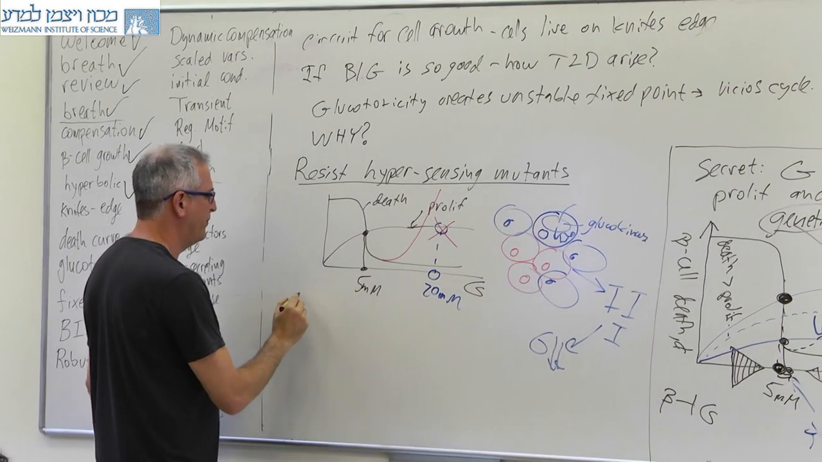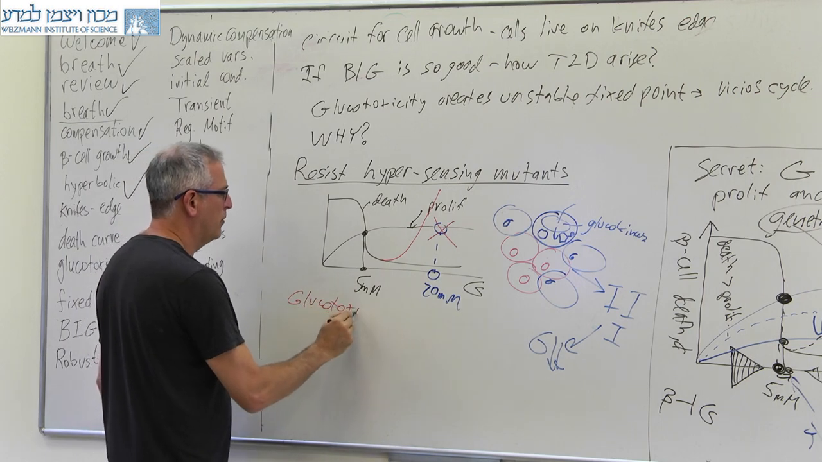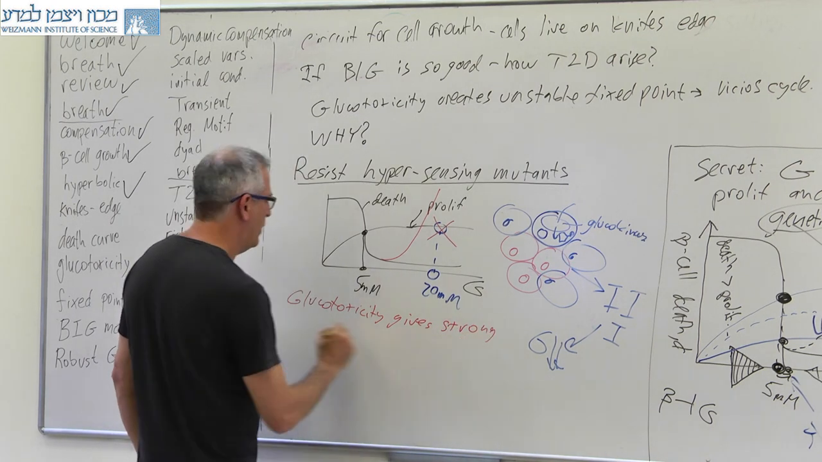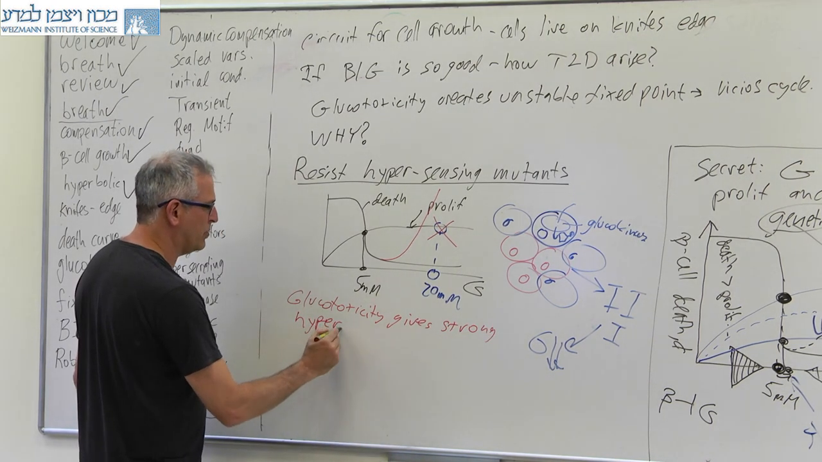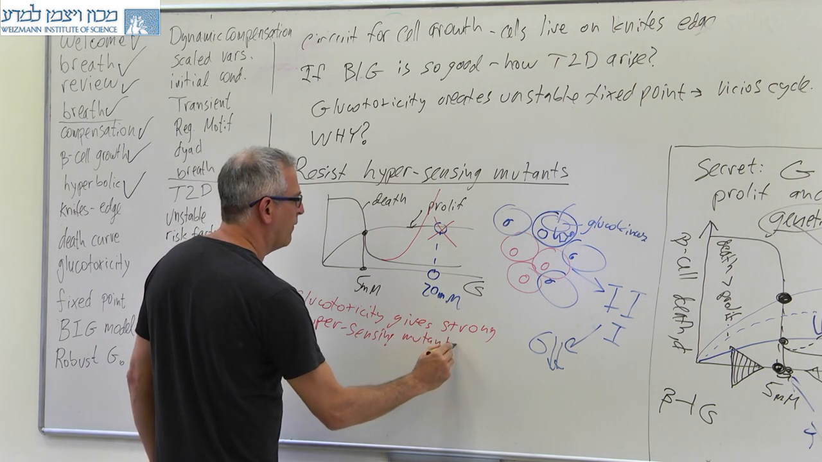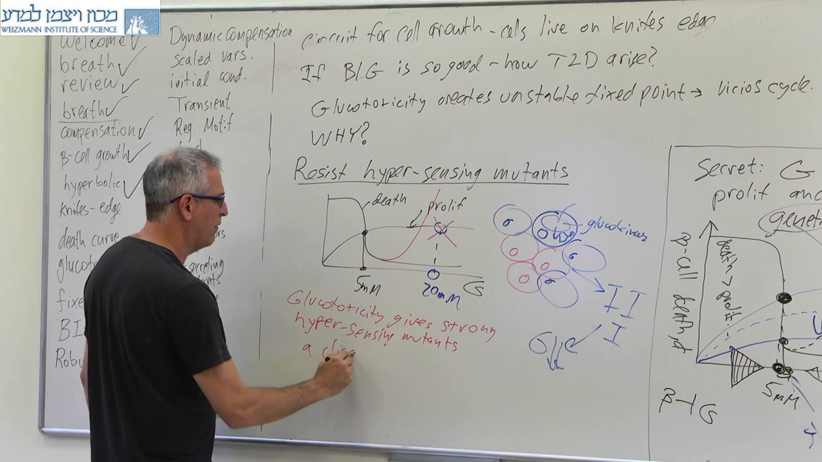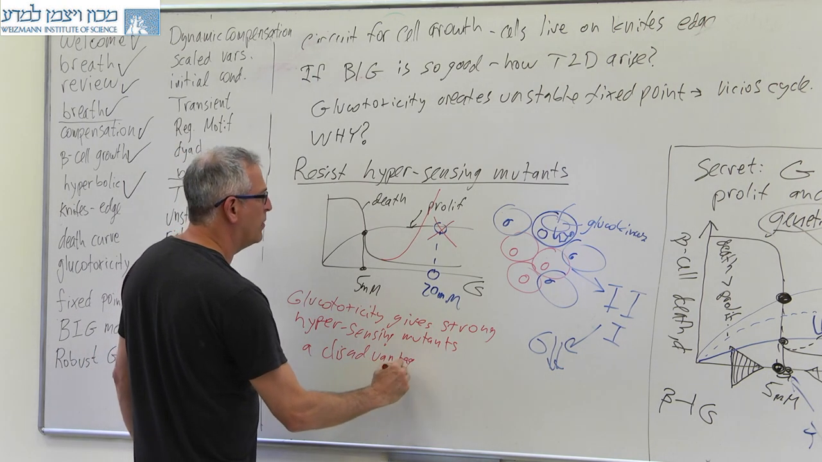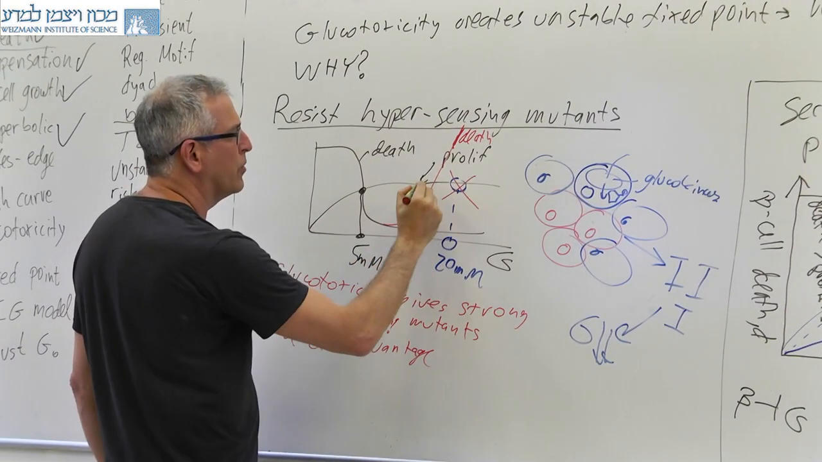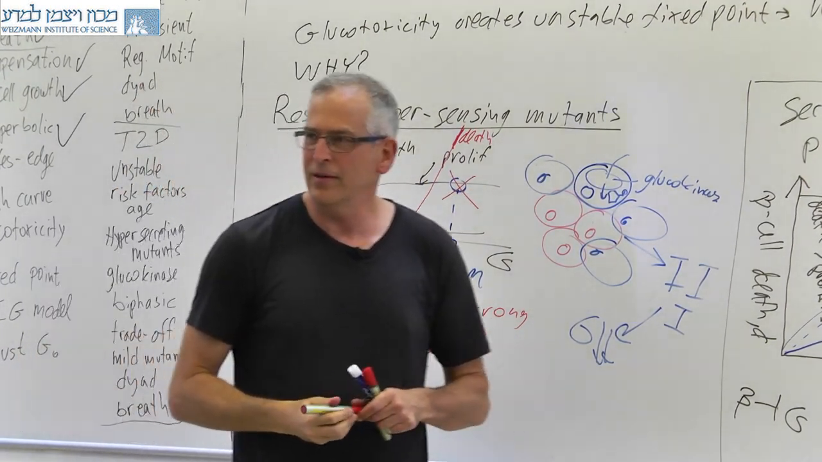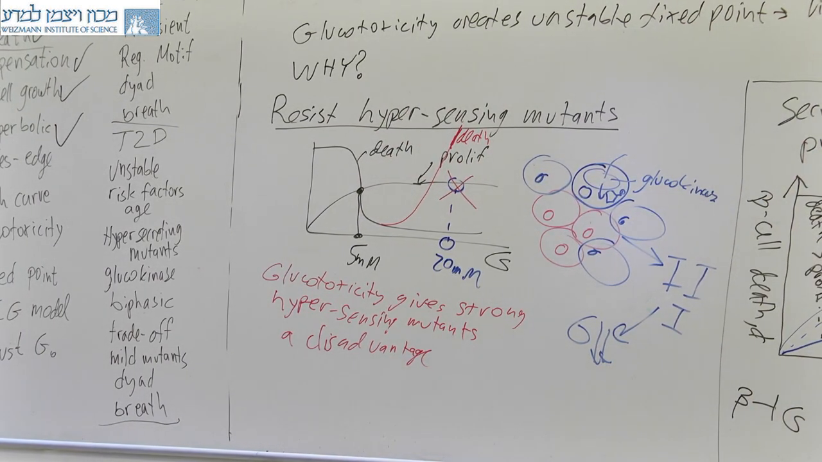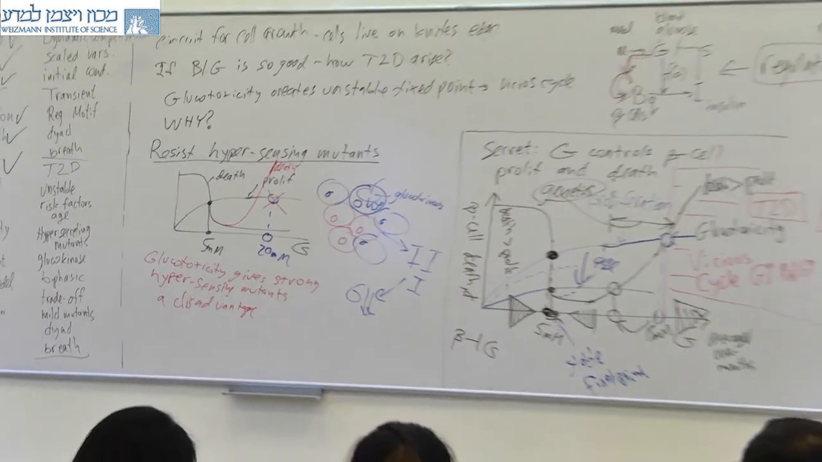Glucotoxicity gives these strong hypersensing mutants, hyper meaning too strong, a disadvantage. Because of this, their death is higher than their proliferation, so they kill themselves. So this is like a fail-safe device. They say, oh, if we're sensing too much glucose, kill ourselves. That way you can get rid of these most dangerous mutants.